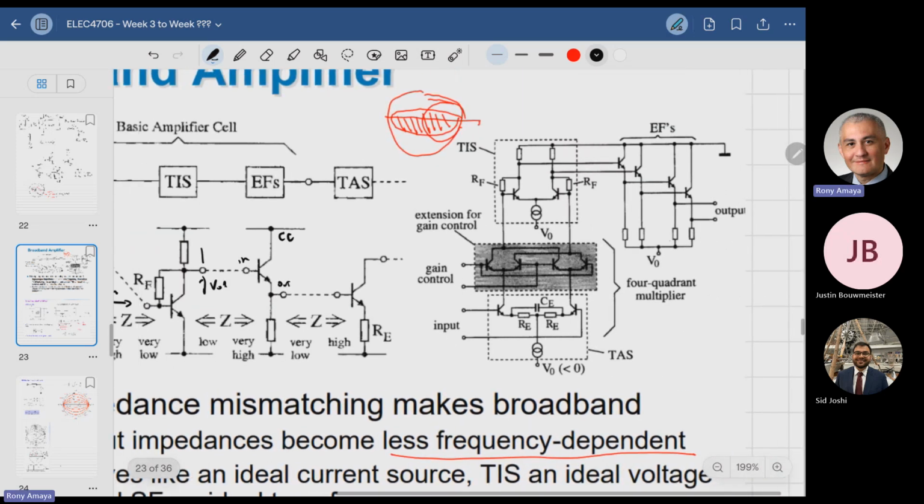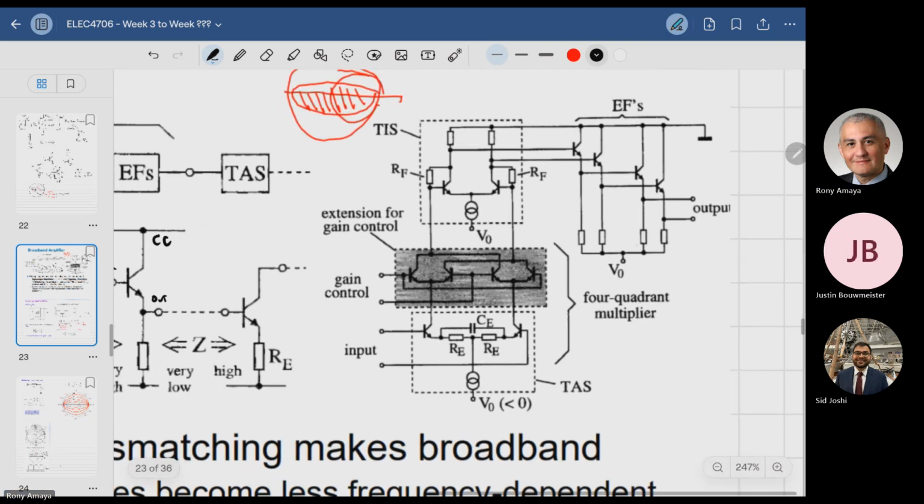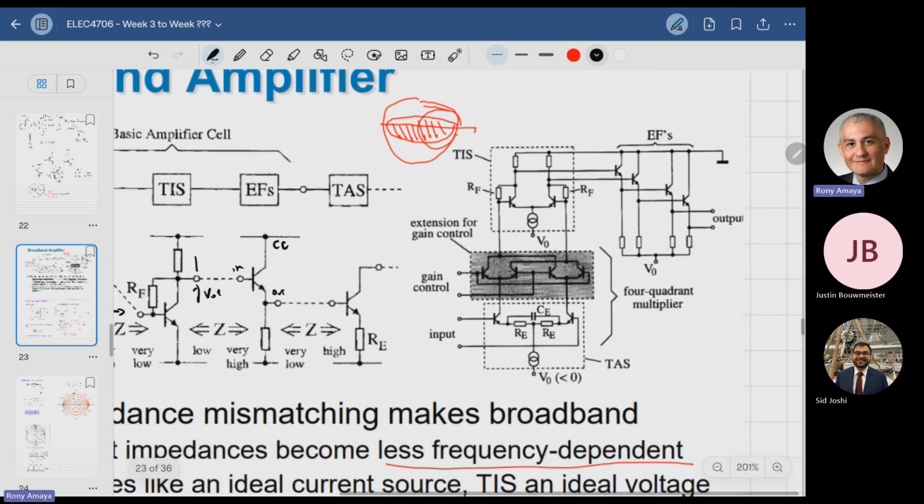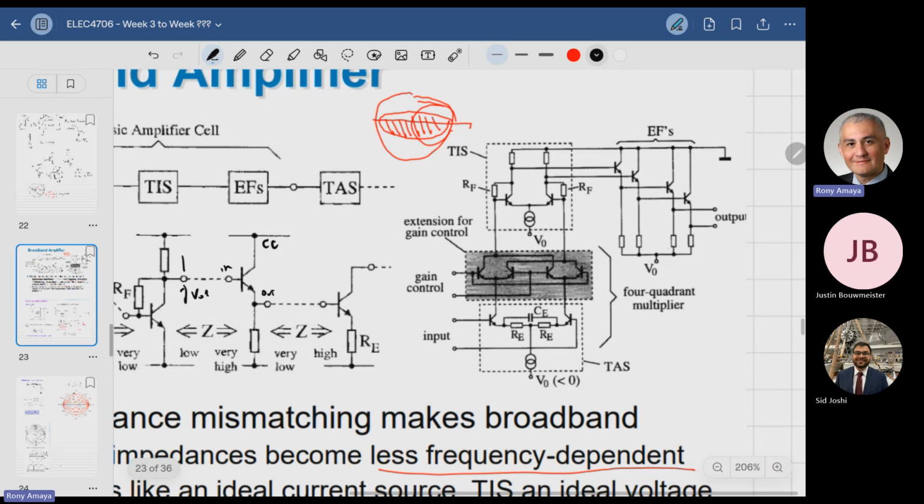So how does that look in terms of circuits? Here's an example of an emitter follower. So you have a transadmittance, a transimpedance, and a follower. So the TAS is here. Then you have the TIS, then you have the emitter follower, and you basically cascade multiple.